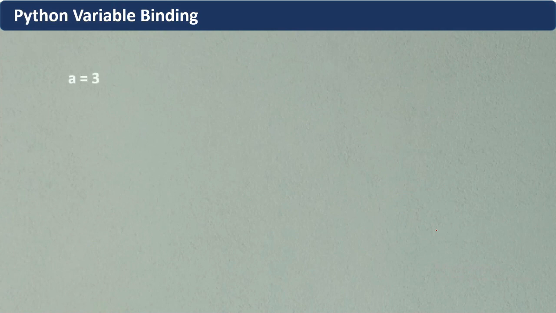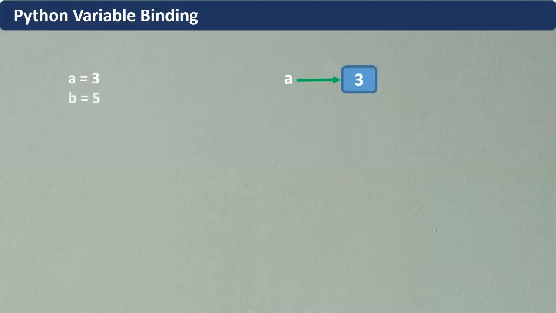So for example, here I have written a equal to 3. What is going to happen now? Integer object 3 is created. Then variable a is created at some place and a is binding to 3 actually. Is it clear? That is what actually happened in this step.